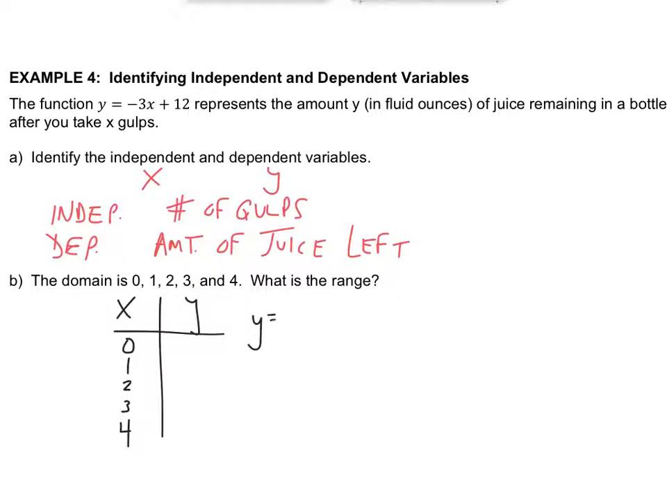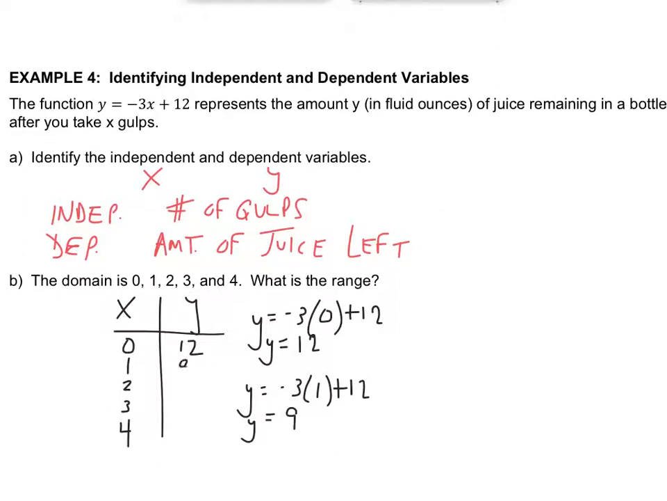So y equals -3 times 0 for the first one plus 12. So I'm going to plug it in. That's going to tell me that when x is 0, -3 times 0 is 0, plus 12 means 12 comes out. When 1 goes in, I now change that x to a 1. I get -3 plus 12, which means when 1 gulp happens, there's 9 remaining. When I do 2 gulps, I would plug in x as 2, and I would get -6 plus 12, which means 6 comes out. If 3 goes in, -3 times 3 is -9 plus 12 is 3. And if I take 4 gulps, -3 times 4 is -12 plus 12 means 0 is remaining.